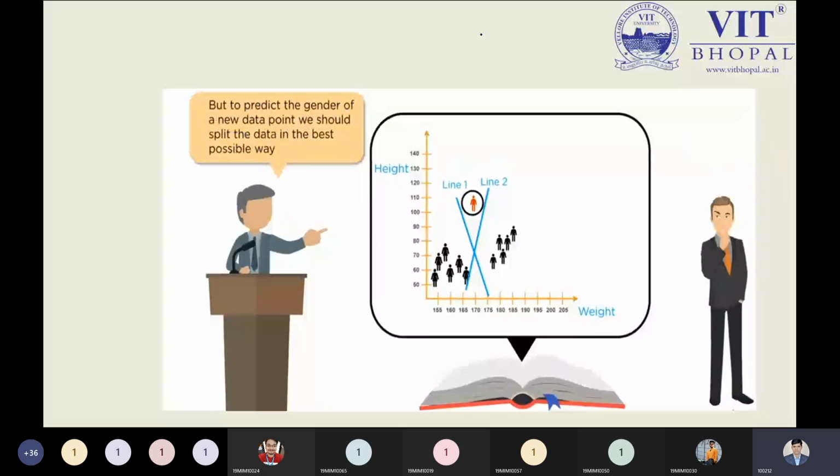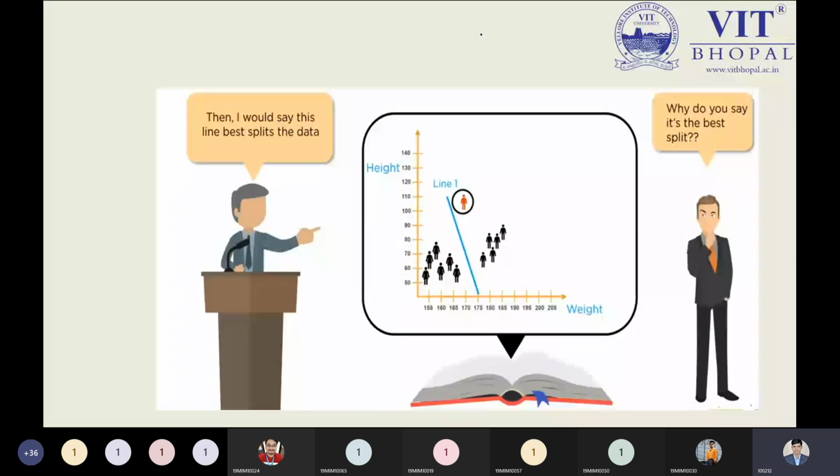So the next slide is saying to us, if I'm choosing line 1 to predict our gender, the new input data could be male or female. That's why we are choosing the best possible line. Line 1 is saying one thing, line 2 will say two different concepts. I am choosing line 1 as the best splitting data. Now the question in our mind, or the student is asking again, why do you say it's the best split? So let me prove this statement.